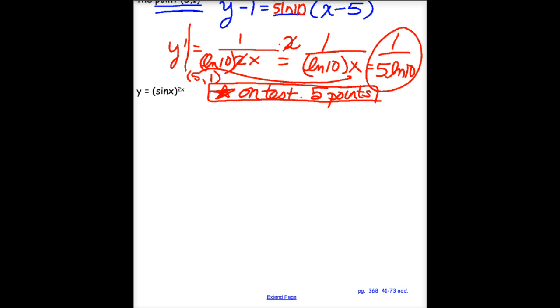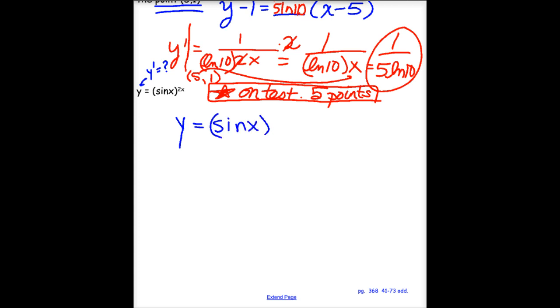I might change it to cosine x, and I might have it to the 4x or something, but the exact same process. So it would help if I had put directions on here. We are trying to find y prime, aka take the derivative of the function. All right, here we go. Universal rule.